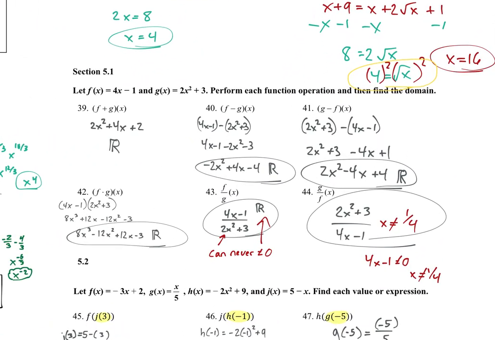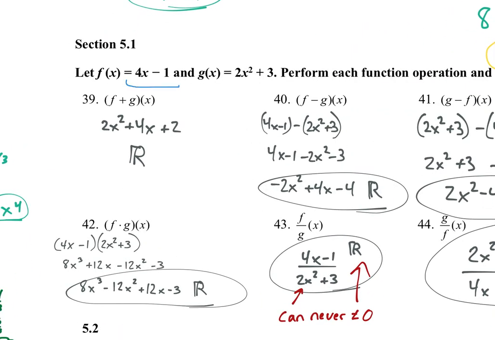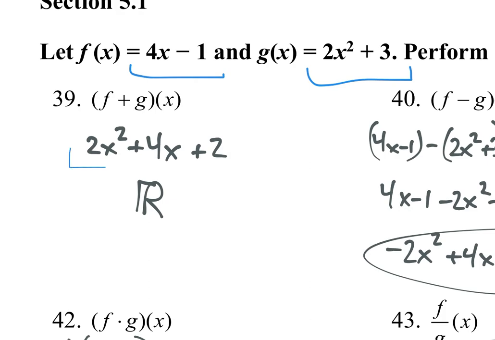For 5.1, this is operations on functions. So what we have to do here is just follow what they ask. For 39, they want us to do f plus g of x. So I literally just take function f and I add it with function g. And when I do that and gather up like terms, that's what we get.